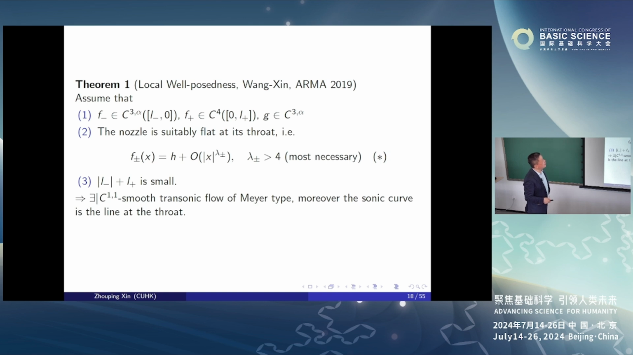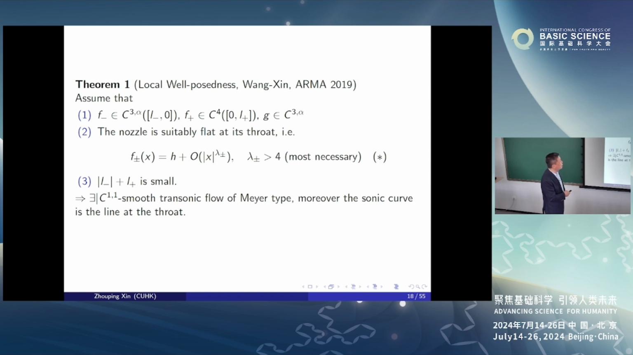Then our theorem is the following. Assuming that the boundary is smooth enough, the left is C^{3,α}, and the right is C^4, and the incoming G is C^{3,α}. Then we can prove, if the nozzle is suitably flat in its throat, in the following sense: near the throat, it's a constant plus x to a power, which is bigger than 4. This is almost a necessary condition if you want to have a smooth transition. If the nozzle is short, we can prove a very strong solution. Even though we have degeneracy, it's a C^{1,1} smooth solution. Transonic of Meyer type means it becomes subsonic, sonic, and then supersonic. The regularity is C^{1,1}.